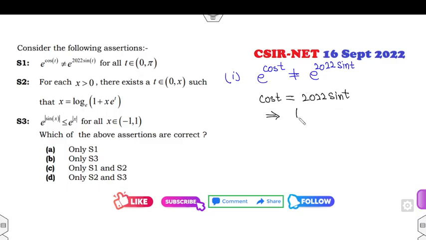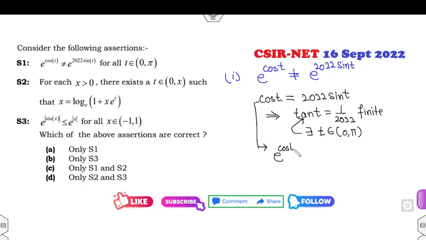that means tan t is 1 over 2025, which is a finite number. Fine. And definitely there exists a t which belongs to (0, pi) which will satisfy this property. That means if they are the same, then e raised to power cos t is the same as e raised to power sin t. But it says not equal to.